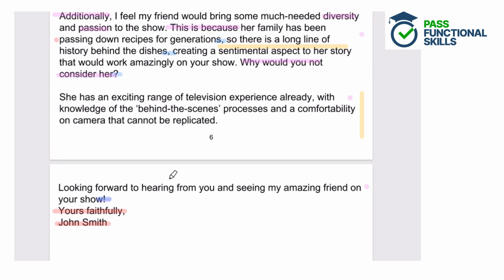We've also got persuasive techniques that have been used throughout. So the purpose of our answer is really to persuade the reader that our friend should be on TV. And we have persuasive techniques to do this. So we've got direct address. We're addressing the reader directly as "you," and this really draws the reader in. And as we said, this exclamation shows that this person feels passionate about their friend being on the show.